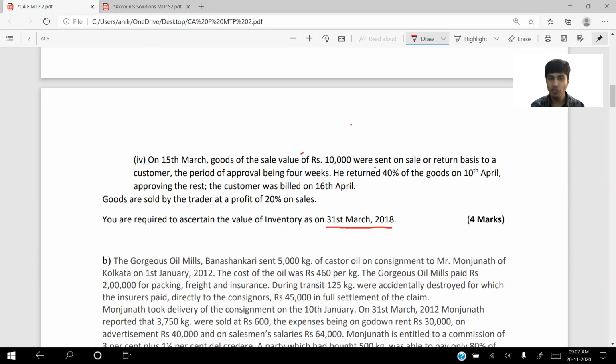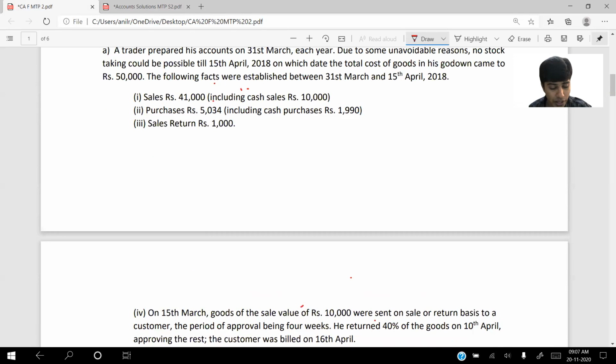You get that? If you guys can understand, I'm taking 15th April as the base and I'm going backwards in time to 31st of March. Backwards, you do the opposite. When you're going forward, you add purchases, subtract sales. When you're going backward, you add sales, subtract purchases. I hope you got this point. Come on. Having said this, let's go ahead.